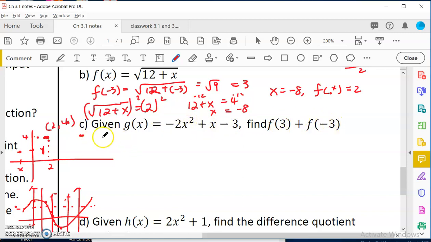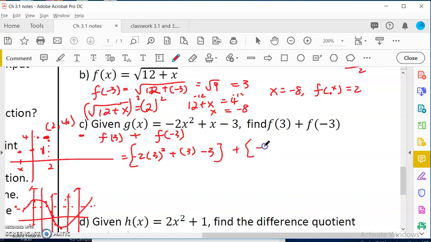So let's do it. What is f of 3 first? f of 3 plus f of -3. So f of 3 would be -2 times 3 squared plus 3 minus 3. So this is the set. Plus f of -3 means -2 times -3 squared plus -3 minus 3. Okay, so there's a lot of 3.